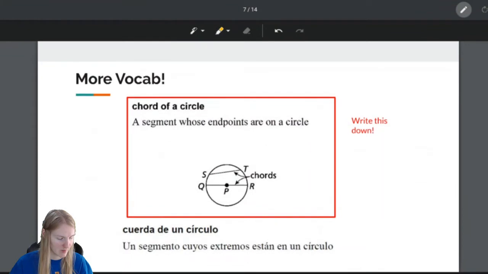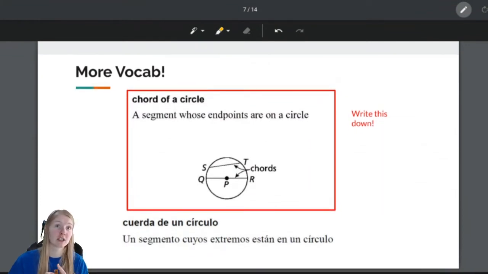All right, more vocab. You might have heard of radius before. I'm pretty sure you've heard of circles before. But have you heard of a chord of a circle? I don't know. So, make sure that you are pausing the video and writing down all of these red boxes. They are important.